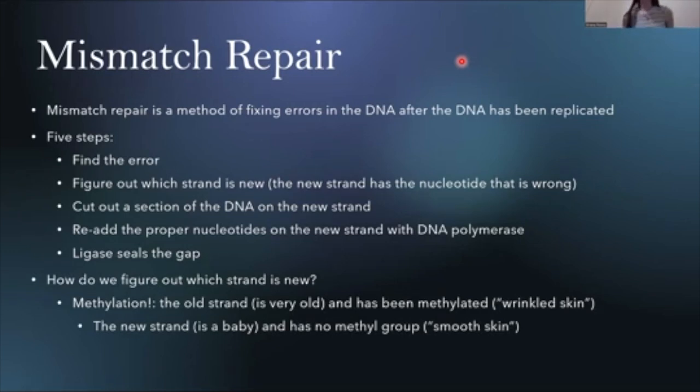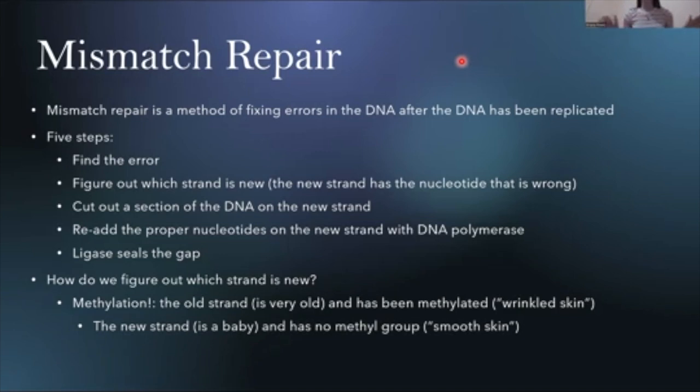So the way we're going to do this is through methylation. If you think about people, if you have a very old person and a brand new little baby, if you were to look at their skin, you would notice a difference. The old person is going to have a lot of wrinkles on their face, and the baby is going to have very smooth skin. So if you were to look at them, and let's say there were no other differences besides that, you could tell, oh, okay, this person is older because they have wrinkles, and this baby is younger because they have smoother skin. It's the same idea with DNA.